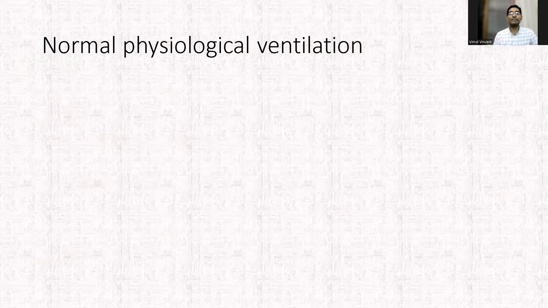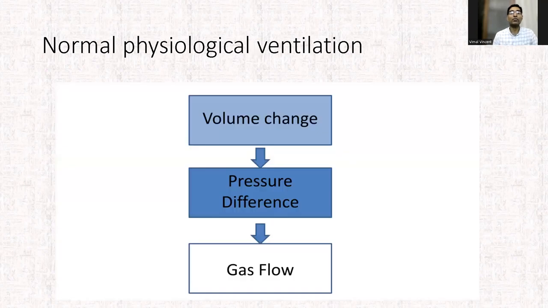Normal physiological ventilation, as you all know, is negative pressure ventilation. In ventilation, the most important aspect is the creation of a pressure gradient. You have to have a difference in pressure, which leads to a flow of air. In negative pressure ventilation, the first thing that happens is the volume change, which causes a pressure difference, which causes the gas to flow into and out of the lungs.